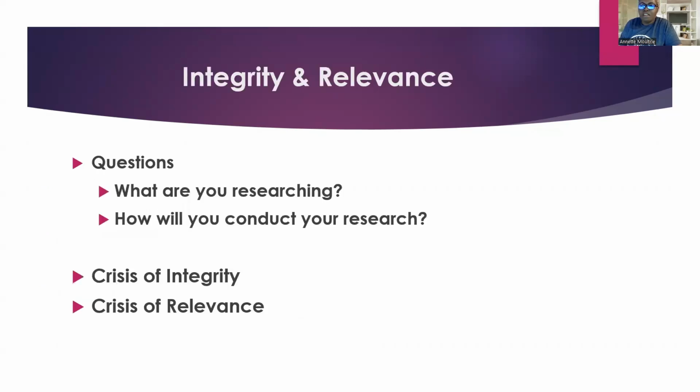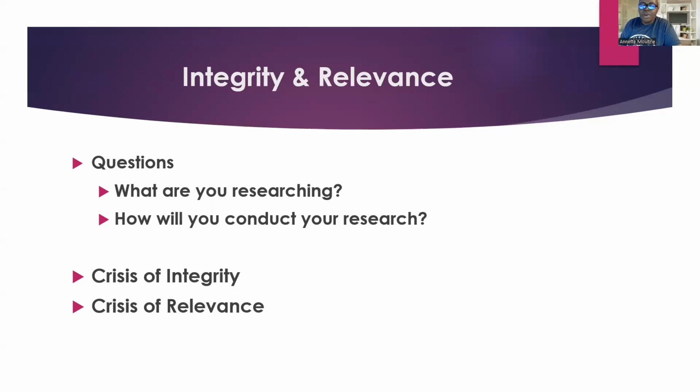The textbook starts off with integrity and relevance. According to the author, there are two fundamental questions that need to be addressed to determine whether research can be deemed ethical. One is, what are we researching? And two, how are we conducting the research? The author also discusses two major concerns, although there are several: a crisis of integrity and a crisis of relevance.